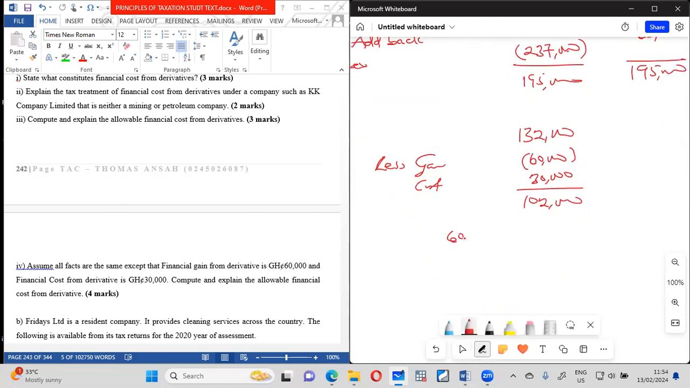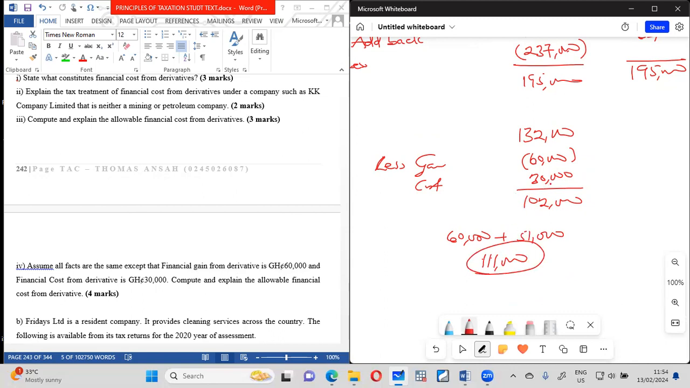The finance gain was 60, plus 50% of this, so divided by 2. This is 51,000. All right. So 51,000, what do I do? I add it back. It gives me, let me just add plus 60, 101. So this is the allowable one.